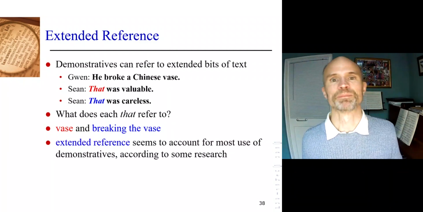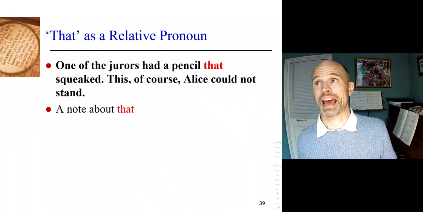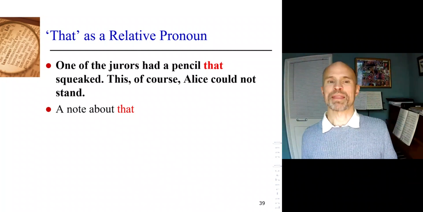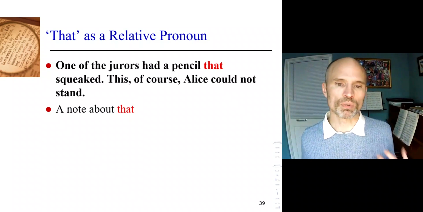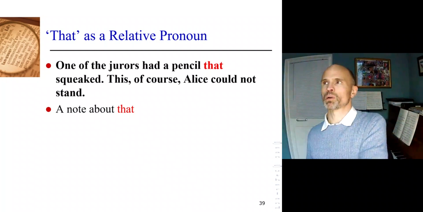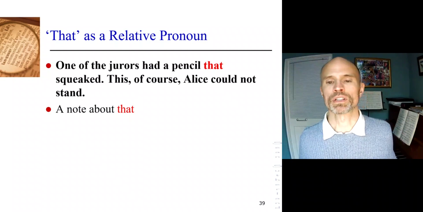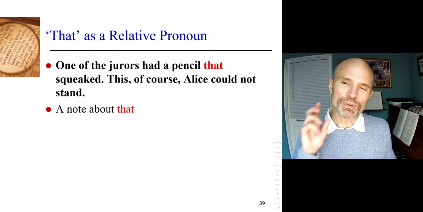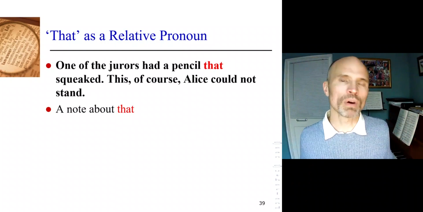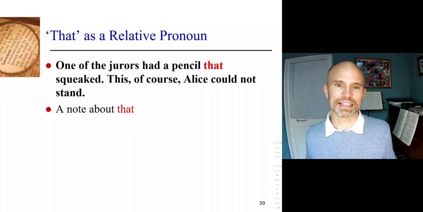As it says here, you've got to distinguish between that as a demonstrative reference that's pointing at someone and that as a relative pronoun that's just a grammar thing. I'm going to say it briefly now, but we'll talk more about relative pronouns at a different time. But look at, one of the jurors had a pencil that squeaked. If you try to turn the red that into a demonstrative reference, if you try to make it point at something, you won't be able to.